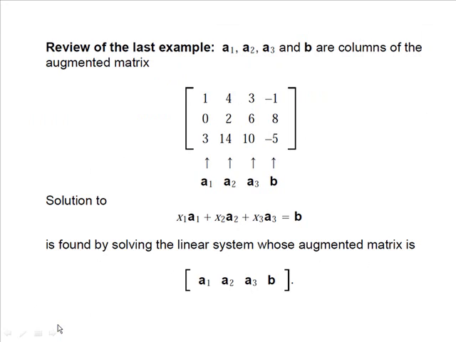So let's review that last example and see exactly what we did to come up with our answer. We put our vectors A1, A2, A3, and B into the columns of an augmented matrix. And then the solution to my linear combination was found by solving that linear system whose augmented matrix was here, where our columns were A1, A2, A3, and B. So we row reduced it and found the solutions.